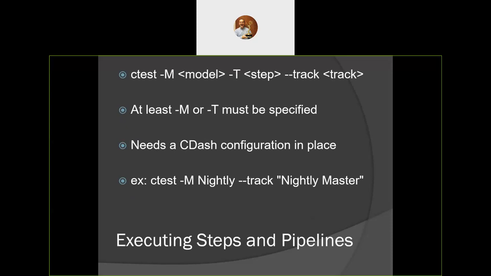You can have the results sent to a specific track by using the track argument. And you need a CDash configuration in place in order to do this. We'll look at that configuration in a little bit. So for instance, you can run CTest, run the nightly model, and say put that out to the nightly master track.